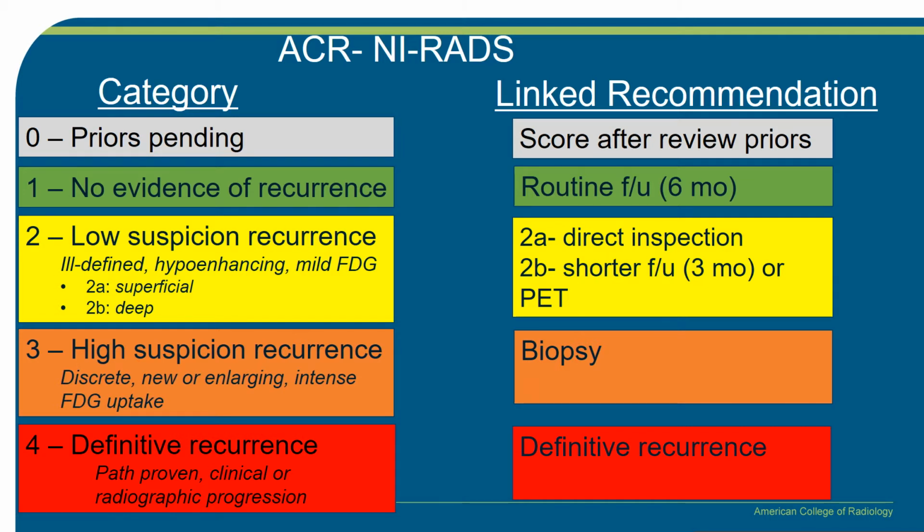Category 3, these are high suspicion of recurrence, discrete, new or enlarging, and have intense FDG uptake, and the recommendation is for biopsy. The last category is definitive recurrence. These started as only path proven, but we added ones that have clear clinical and radiographic progression, and a recent study showed 100% positive predictive value in this category.